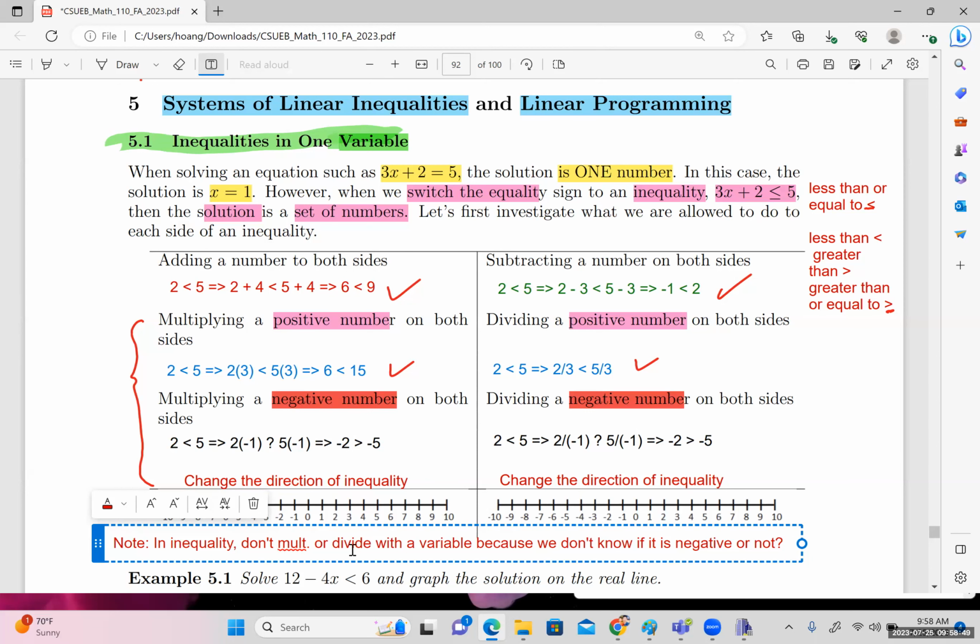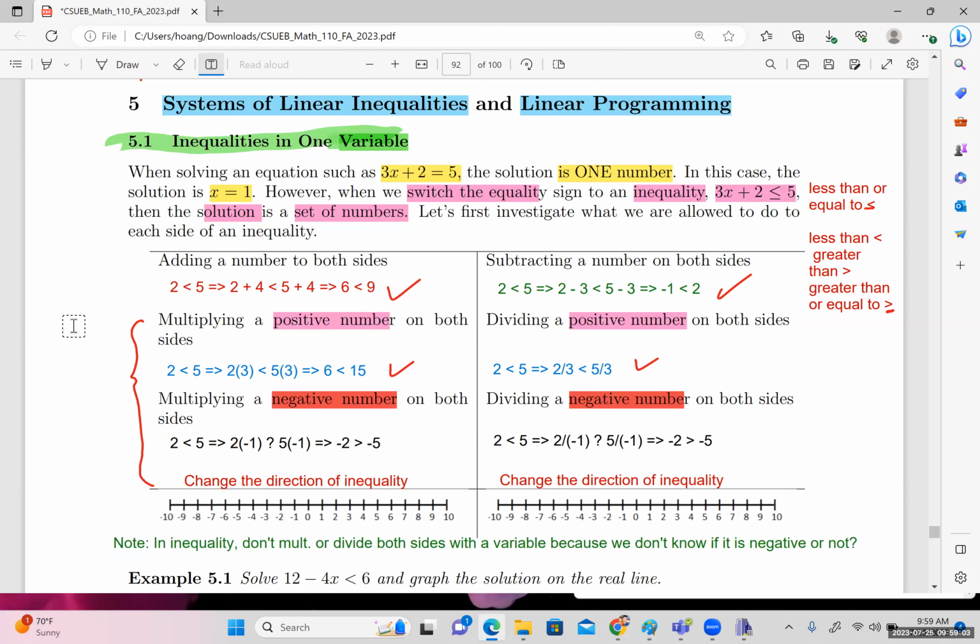So don't multiply or divide both sides. Yeah, let's say this. Okay, so that is it.